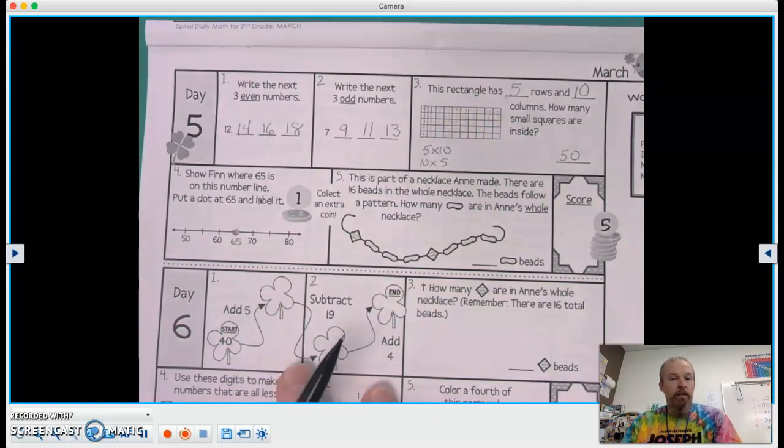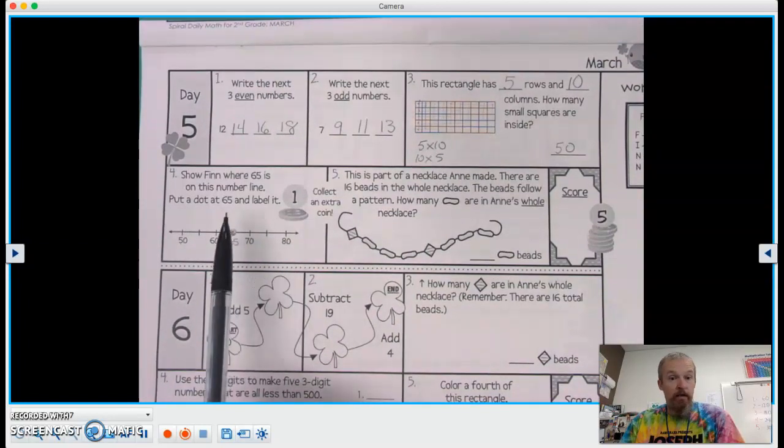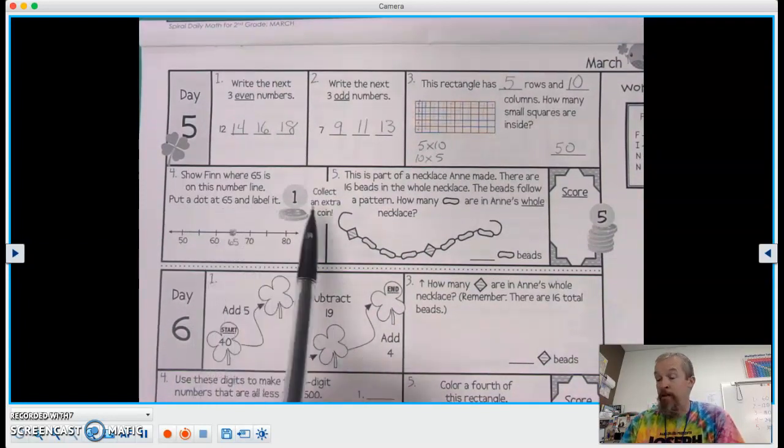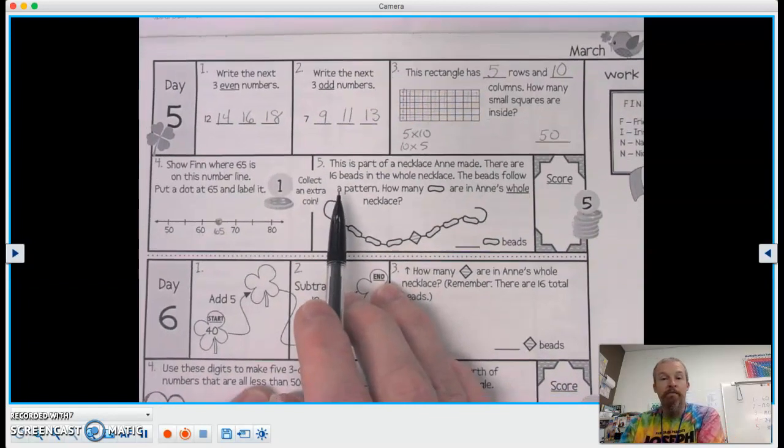Okay, so show Finn where 65 is. We did. And put a dot at 65 and labeled it. We labeled it. We got our dot. Good to go. Number 5.